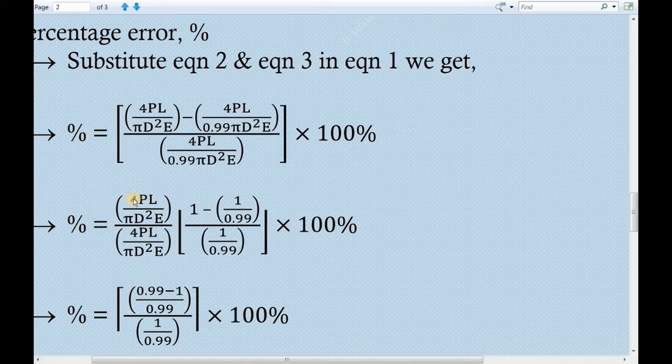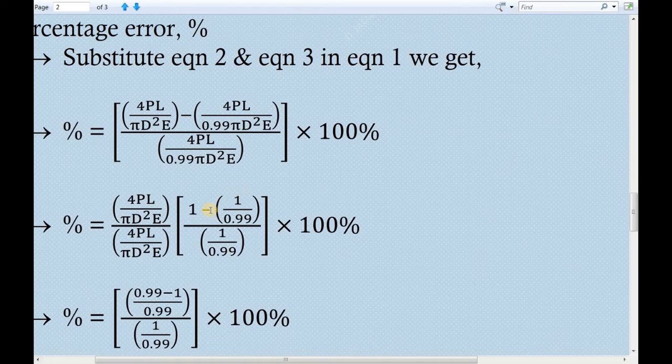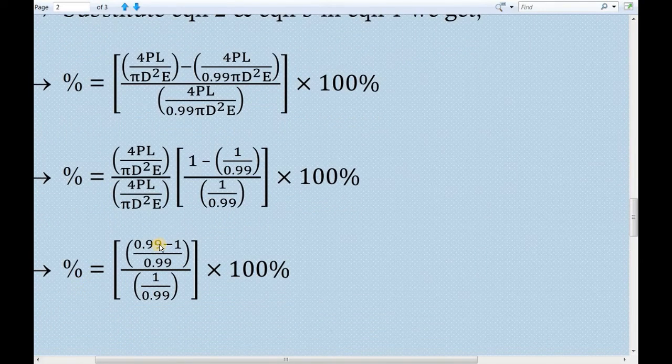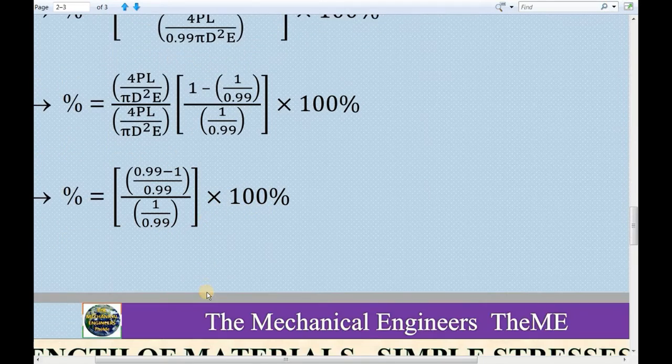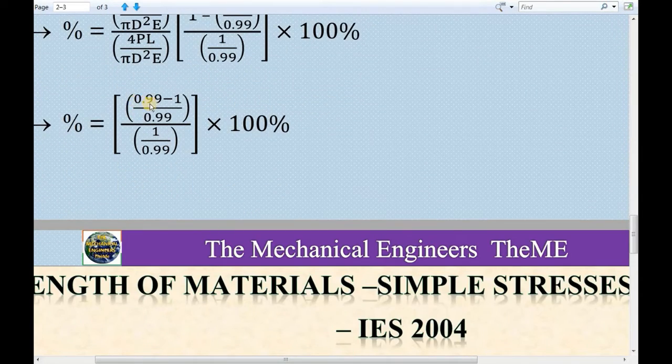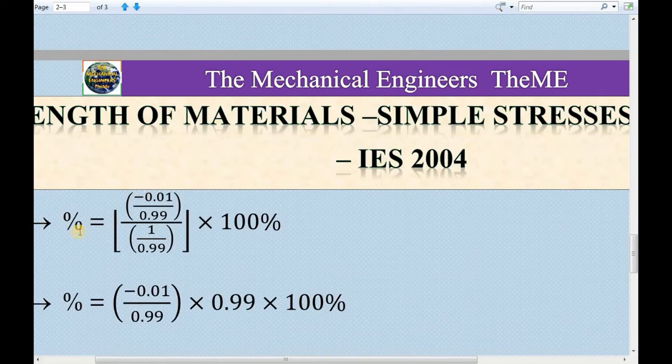In this RHS, 4PL divided by pi d square E and 4PL divided by pi d square E gets cancelled. And take LCM for the term 1 minus of 1 divided by 0.99. We get percentage is equal to 0.99 minus 1 divided by 0.99 whole divided by 1 divided by 0.99 into 100%. So here 0.99 minus 1 is minus 0.01. So the next step will be percentage is equal to minus 0.01 divided by 0.99 whole divided by 1 divided by 0.99 into 100%.